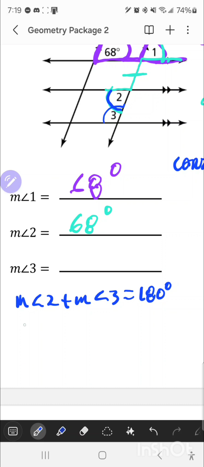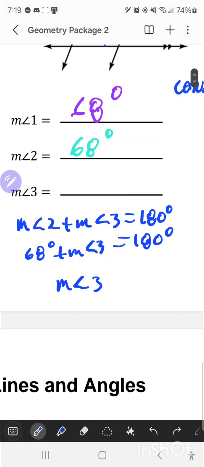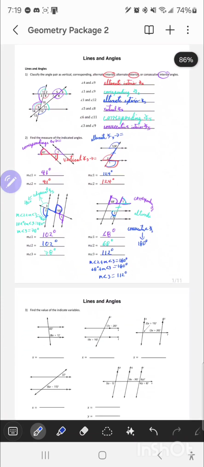Now I know the measure of angle 2, so 68 degrees plus the measure of angle 3 equals 180 degrees. Now I want to leave the measure of angle 3 alone, so I subtract 68 from both sides, so 68 minus 68 is 0. 180 minus 68 will be 112 degrees. So the measure of angle 3 is 112 degrees. And that's the answer. That's basically how we're gonna do this.